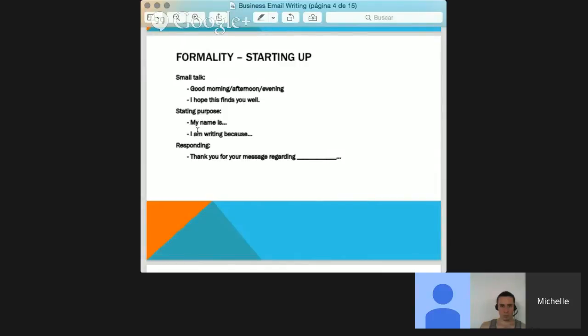And then you're going to want to go on and state your purpose, right? So this depends if you're, for example, applying for a job, like Renzo said. You're going to want to say, my name is, and I'm writing in response to the post. I am writing because I saw your message. I'm writing because I saw the ad. You always want to make sure that in the first few lines, you state exactly who you are and exactly why you're writing.